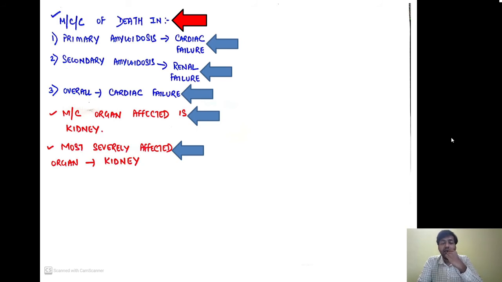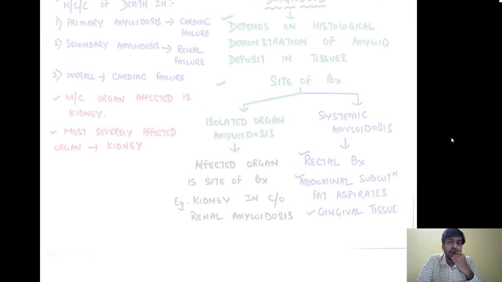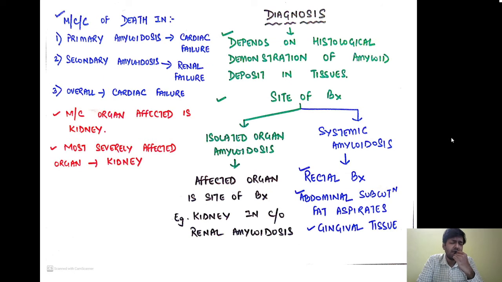So now we are going to discuss the second leg, that is the diagnosis of amyloidosis. This is a very, very important question that comes in exams, both for undergraduate as well as postgraduate. So the diagnosis of amyloidosis depends on the histological demonstration of amyloid deposits in the tissues.